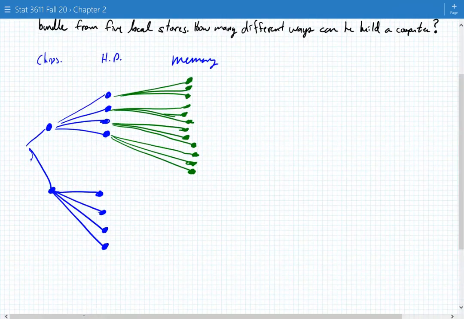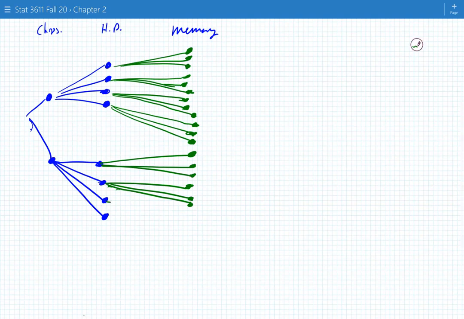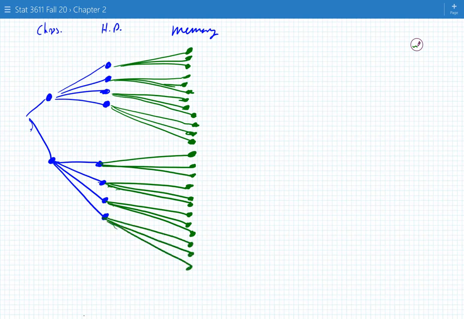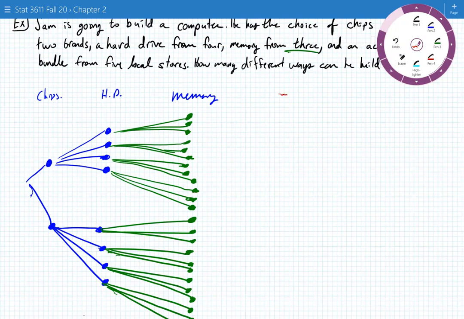3 options for each. So there's 1, 2, 3, 1, 2, 3, and then we have 1, 2, 3, 1, 2, 3. Good. And then lastly, an accessory bundle from 5 local stores. Oh boy, accessories.